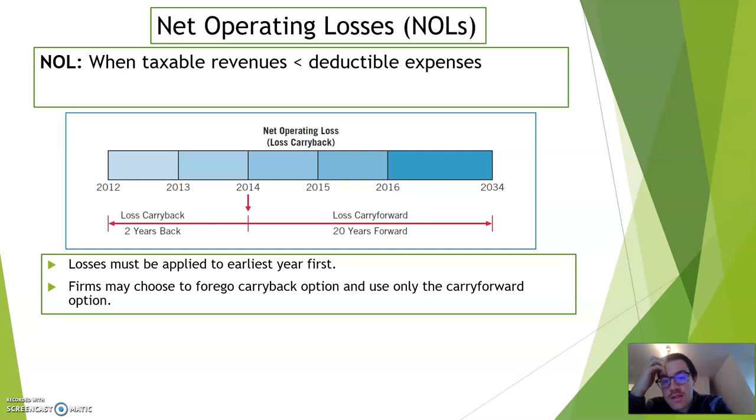we're going to give you a loss carryback and a loss carryforward. You don't have to use the carryback, but you can. And you can do both. All right. Loss carryback means if I lost money this year, I get to carry it back up to 2 years in the past. If I do so, the losses must be applied to the earliest year first.